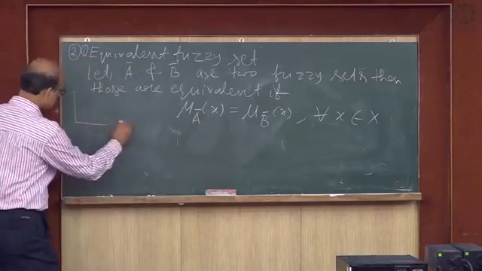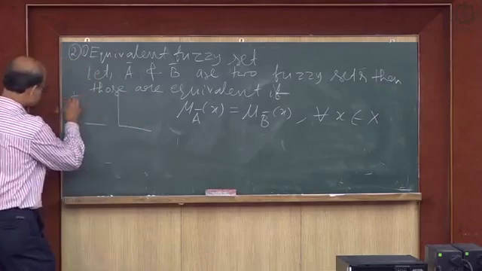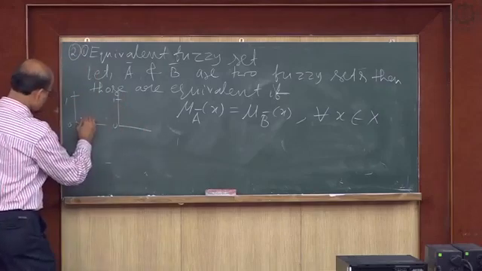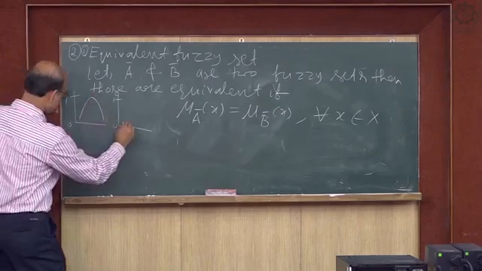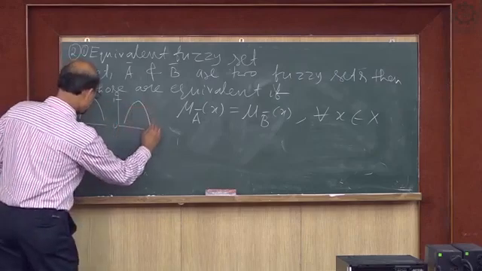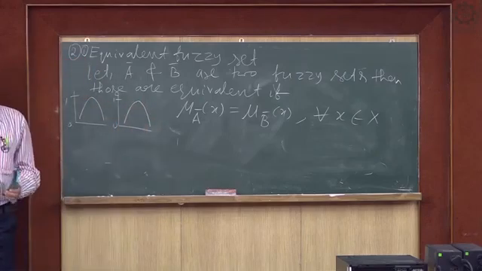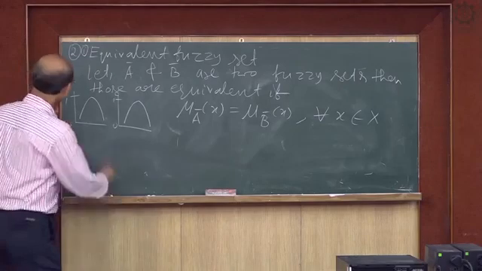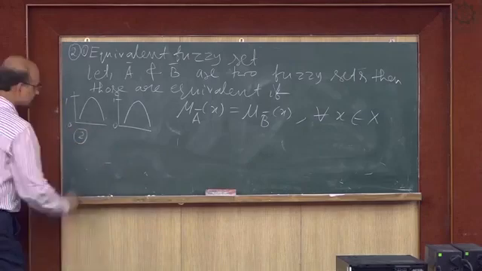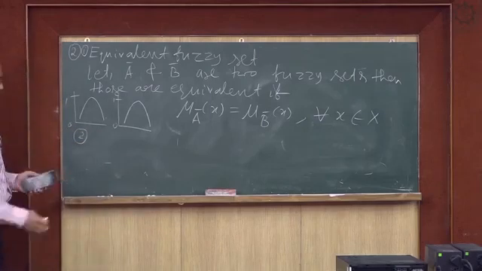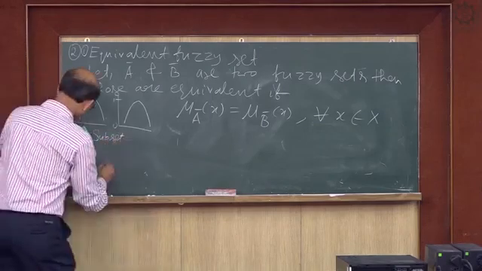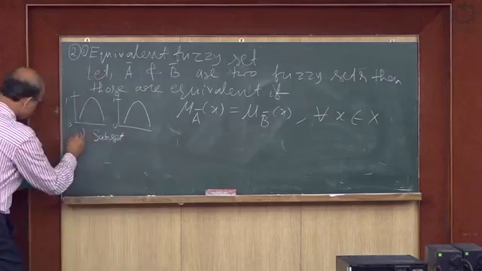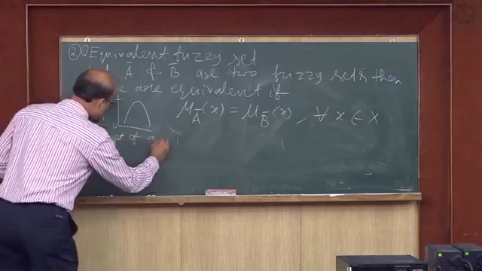Geometrically also, suppose this is 1, this is 1, and 0, 0. If I have a support like this, with the same shape, then these are two equivalent fuzzy sets. Now comes the second one, subset of a fuzzy set.